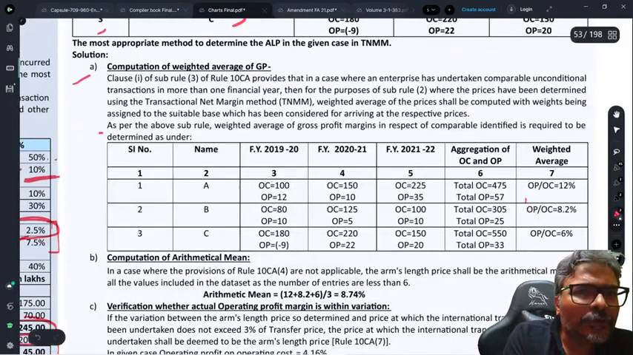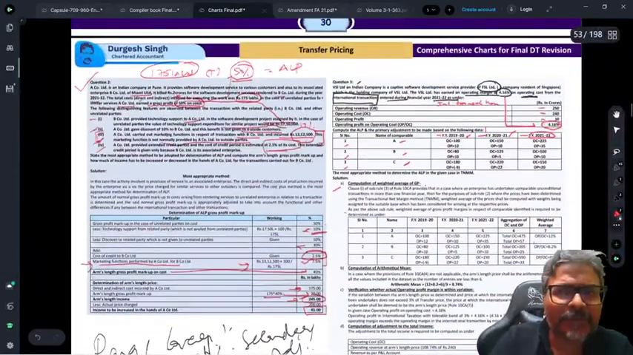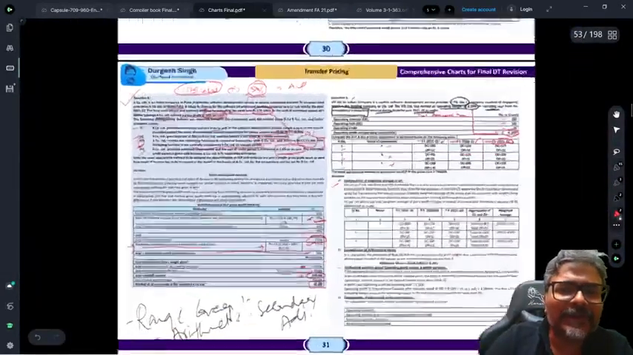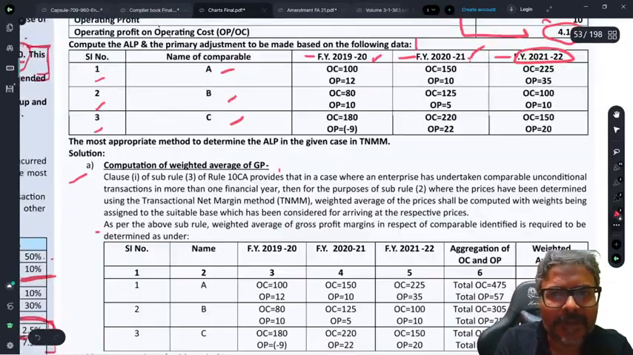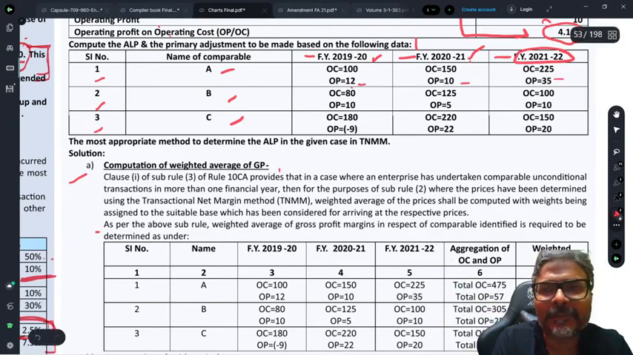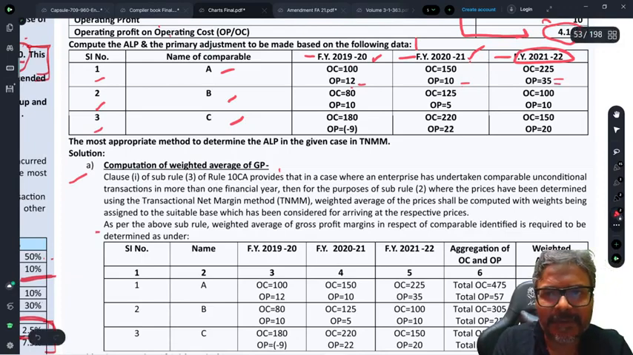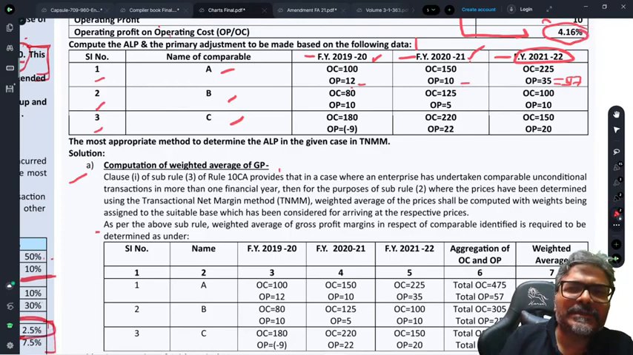So first, students, you need to compute the weighted average. How do you do this? Of all the 3 years, as I told you, weighted average. For multi-year data, you add up all the operating profit and add all the operating cost. Adding all the operating profit, 12 plus 10 plus 35, in this context it becomes 57. Operating profit, students, in this case is 57.